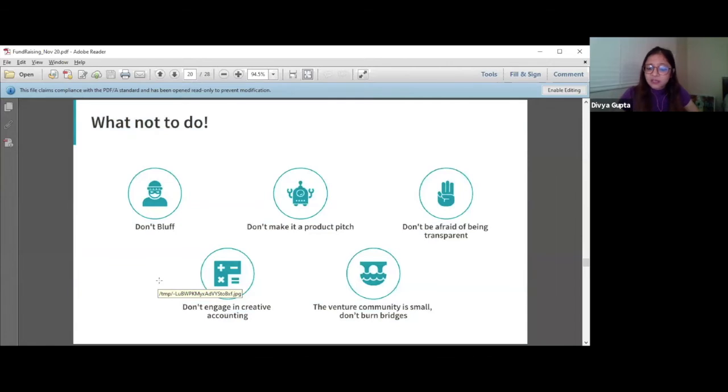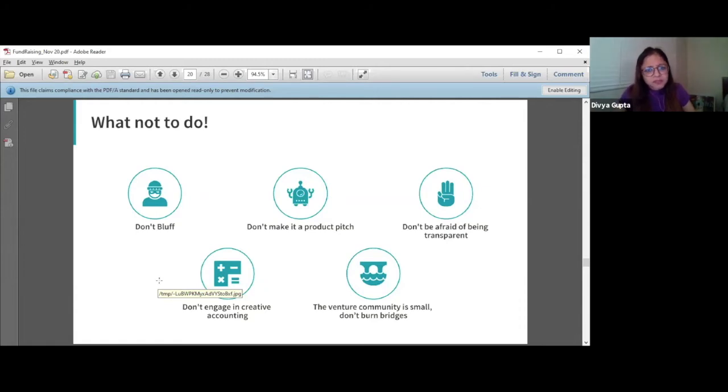Don't engage in creative accounting. Rest assured, investors do extremely detailed due diligence after they sign the term sheet with you. They'll have the Big Four open all your books and understand what you're doing. So if you're showing numbers based on creative accounting or some kind of liberty here and there, it really doesn't make a good impression, and just assume that it will come out one way or the other.